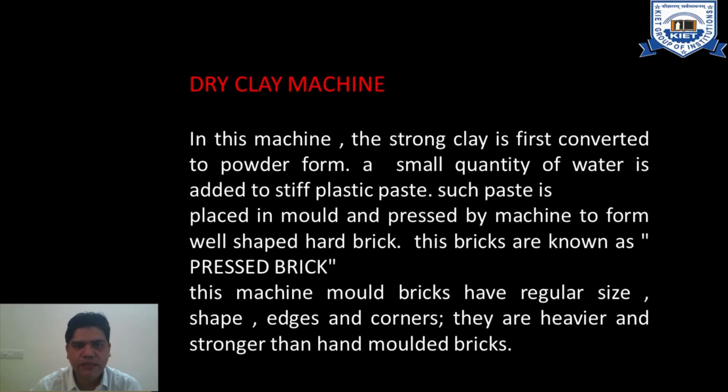Dry clay machines. In these machines, the strong clay is first converted to powder form. A small quantity of water is added to make a stiff plastic paste. Such paste is placed in a mold and pressed by machine to form well-shaped hard brittle bricks. These bricks are known as pressed bricks. These machine molded bricks have regular size, shapes, edges and corners, and they are heavier and stronger than the hand molded bricks.